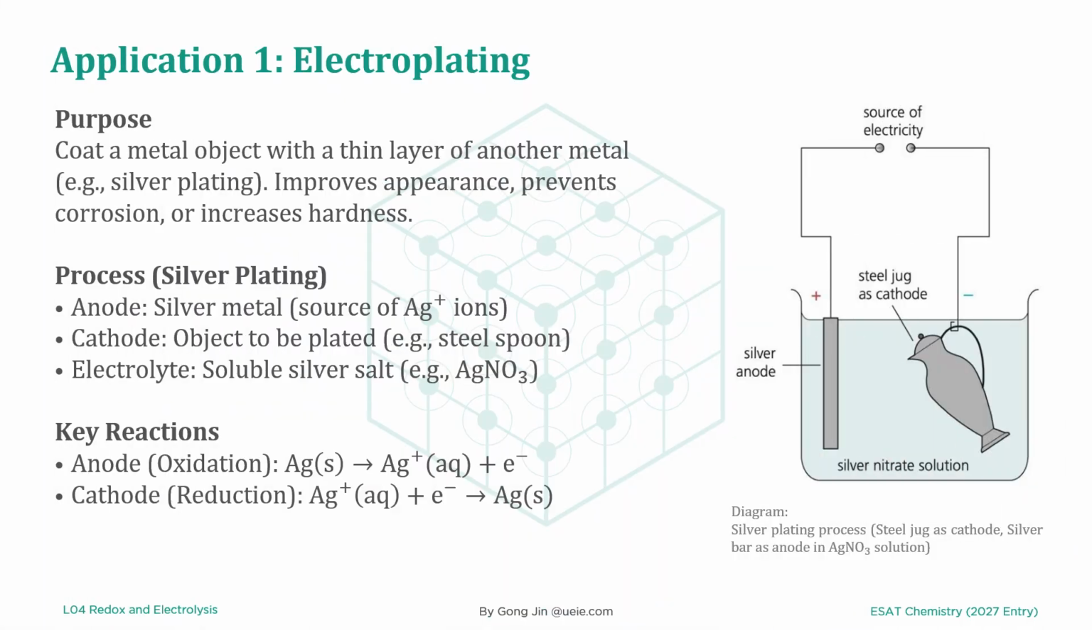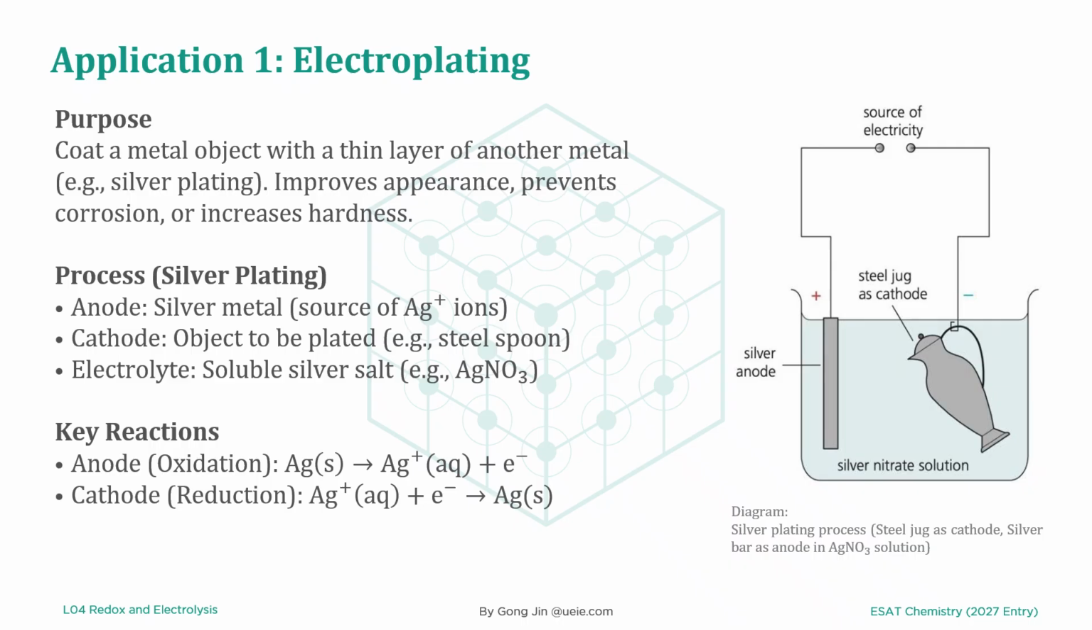Now, let's look at a real-world application of electrolysis, electroplating, coating one metal with another. Why do we do this? To make things look better, like silver-plated cutlery. To prevent corrosion, like chrome plating on a car. Or to make a surface harder.